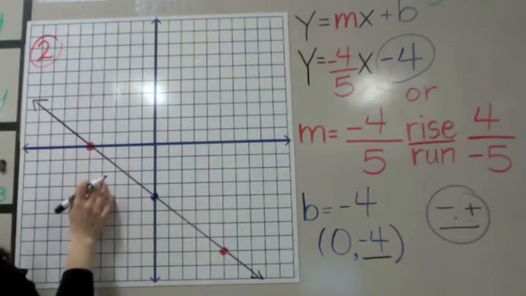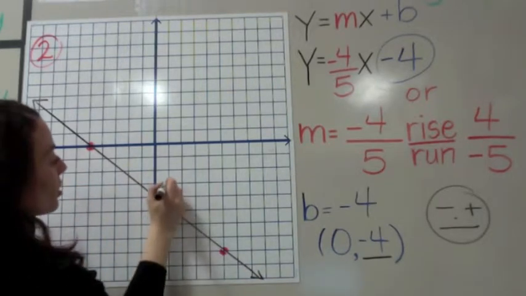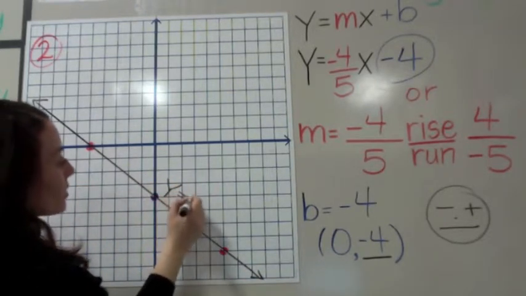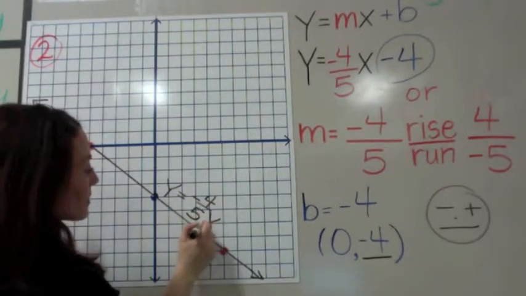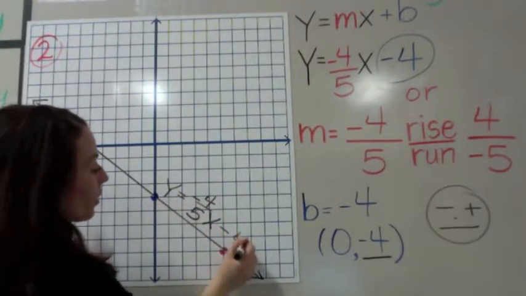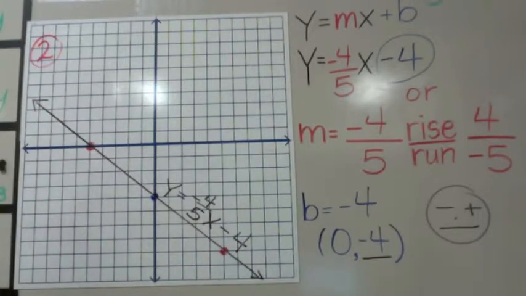All right, so the equation for this line, I like to write the equations on top. y equals negative 4/5 x minus 4. All right, go ahead and get that down.